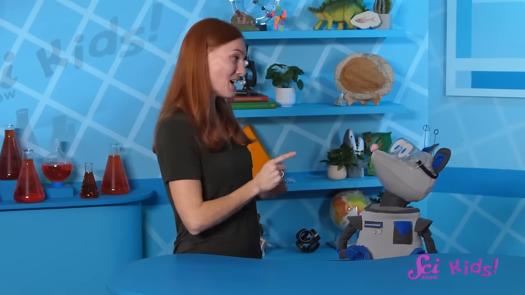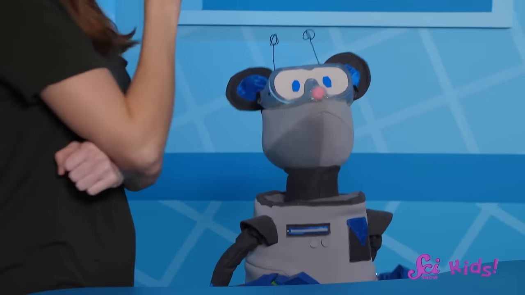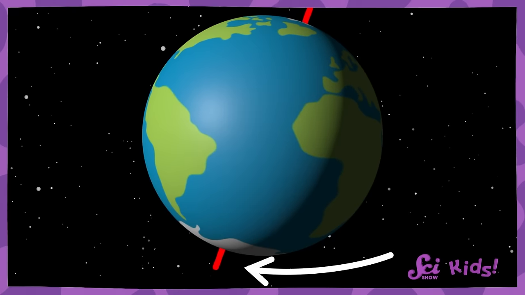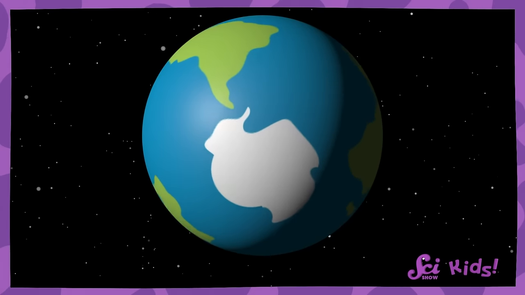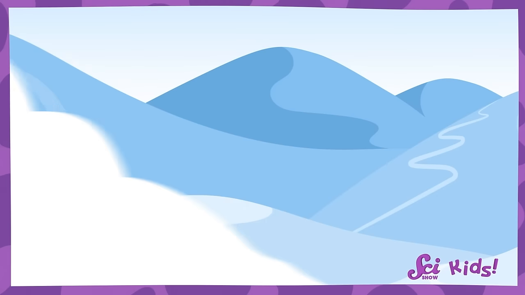Hey Squeaks, I've got a question for you. Deserts are often hot and sandy, but do you remember one very unusual desert that we learned about? You got it, good job! Antarctica is a place at the very bottom of the Earth. And even though it's very cold and covered in snow, Antarctica is a desert.